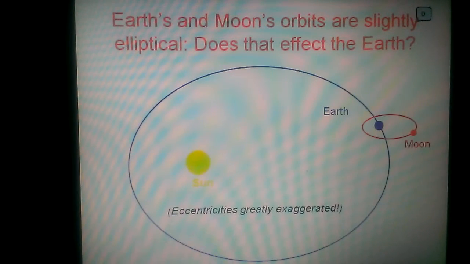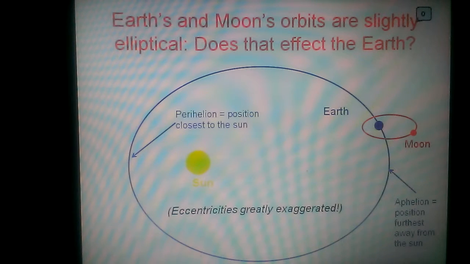So other things you want to think about, we're not in a perfectly circular orbit. We're actually in an eccentric orbit. So we're closer to the sun on January 3rd, and that's called perihelion. We're further from the sun at aphelion, which is in June. And then the moon does the same thing. It's closest to us at perigee and furthest from us at apogee.